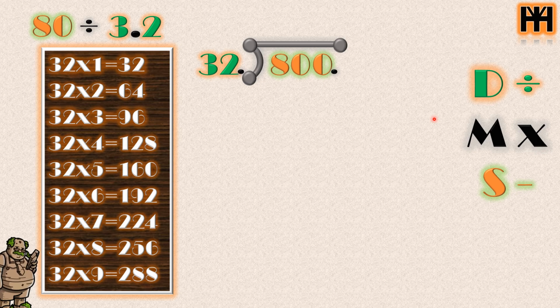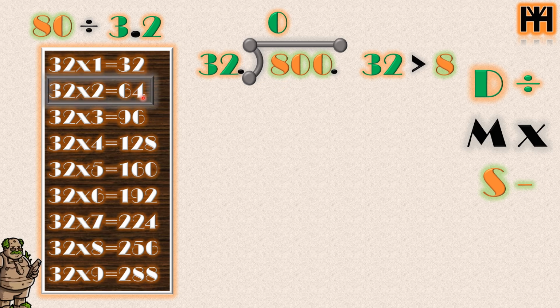Okay, 8 divided by 32 can't be, because 32 is greater than 8, so we'll have to place 0 here. Then 80 divided by 32, or how many 32s are in 80? Let's see here. This is the most probable one, because 32 times 2 is 64. Okay, let's look at the next one. 32 times 3 is 96. No, this won't work, because 96 is greater than 80. So 32 times 2 is 64, so it's 2.